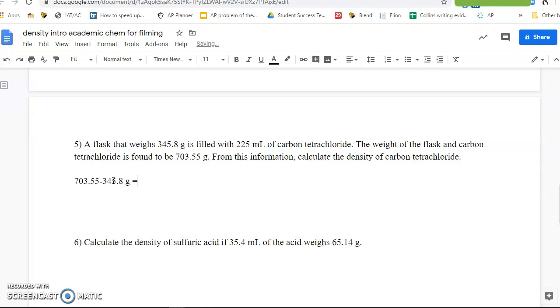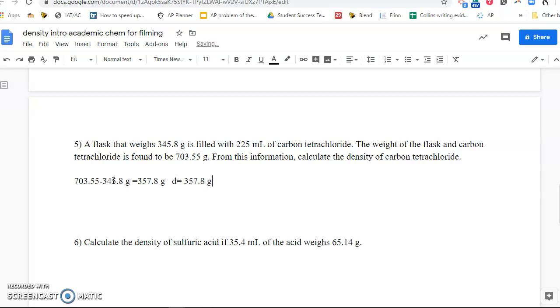So when I subtract those two, I get 357.8 grams. Okay, now this one I have the mass and I have the volume, so I'm going to just do the easy simple setup. Again, you could use a bridge problem for that, but I am just going to set this one up because it's a pretty simple one.